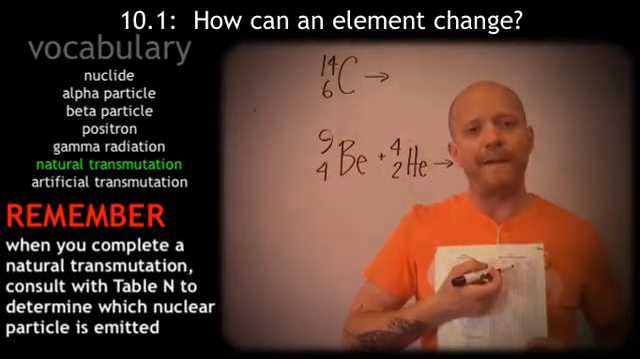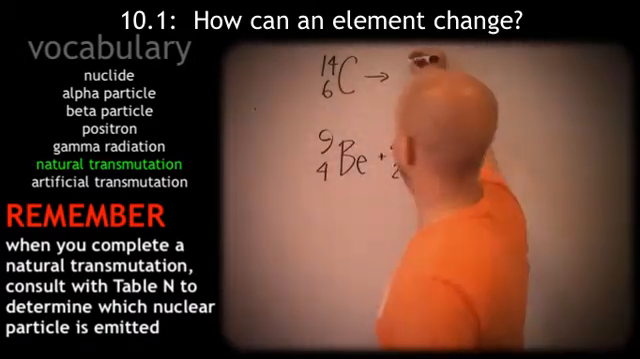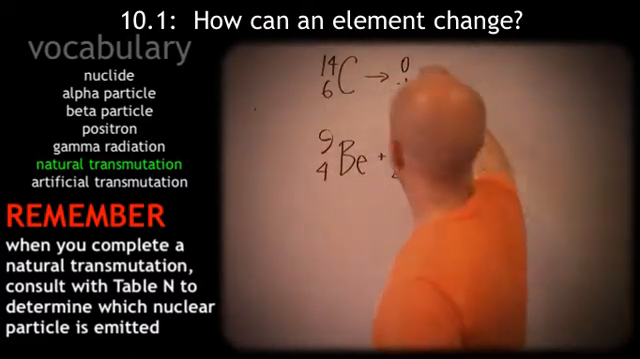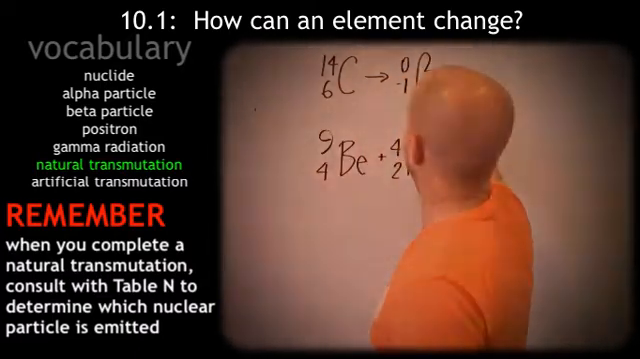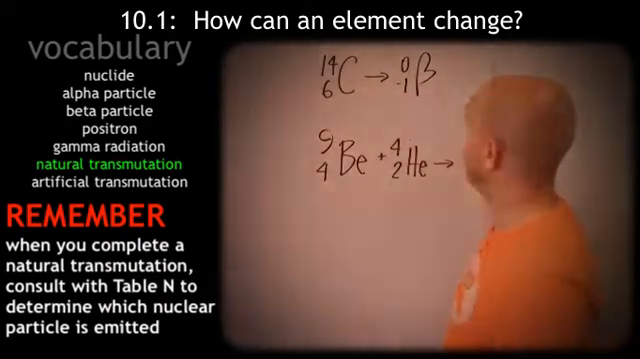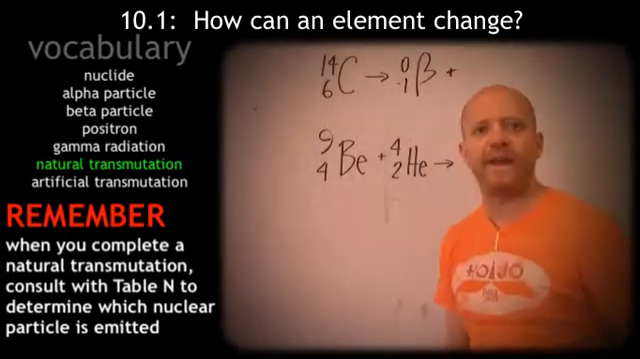Carbon-14 undergoes beta decay. So what happens is carbon-14 is going to get rid of a beta particle. Remember, we draw our beta like this. If you can't draw it properly, make it an E. And then it's going to change into something else. Now, how do we figure that out?